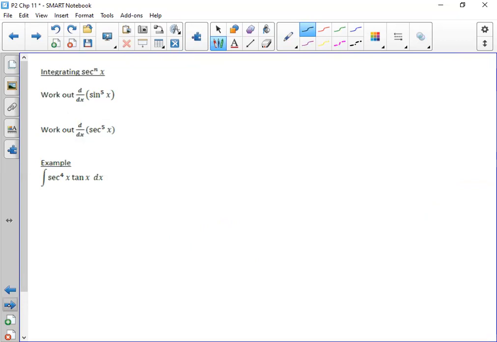So what I want you to do is differentiate normally. Now this is differentiation, not integration. Differentiate normally using chain rule, from the outside to the inside. Have a go at these 2 questions. You should be able to do it from now on.